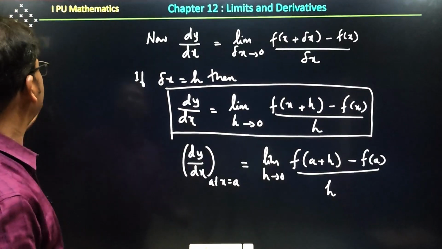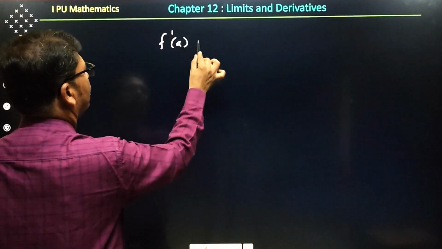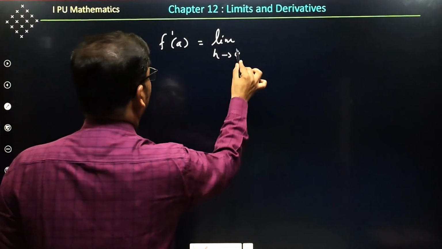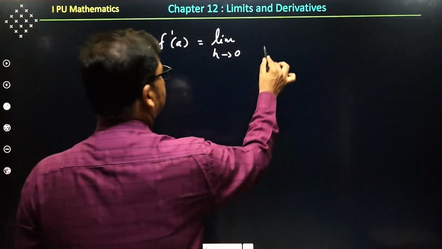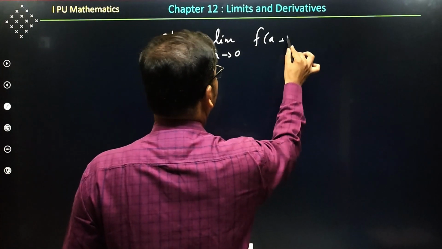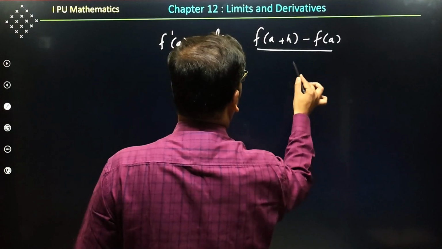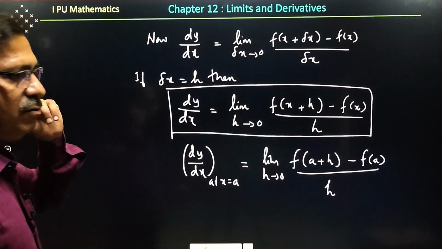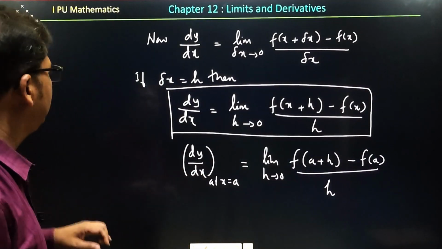This can also be represented symbolically in this manner: f dash of a is equal to limit h tends to 0, f of a plus h minus f of a, whole divided by h. This is f of a plus h minus f of a divided by h.